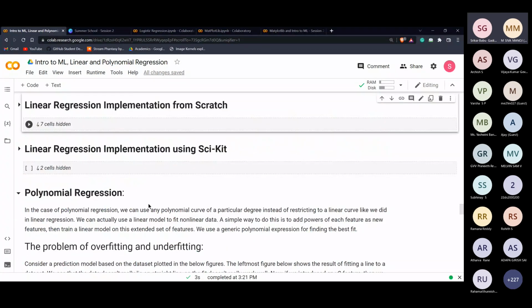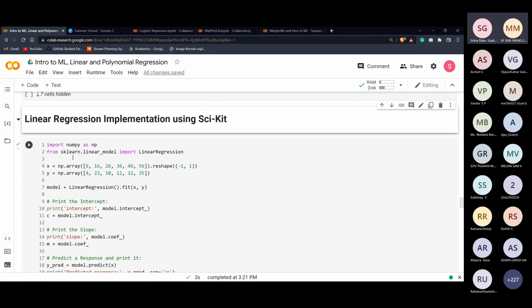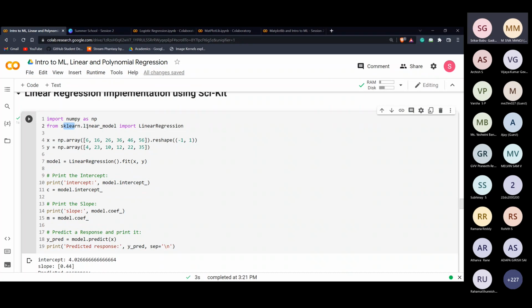Let's see how this is implemented using a library called scikit. This is very simple. I've written about 7 cells of code for the from-scratch version, but for scikit I've written only 1 cell. From sklearn there's a sublibrary called linear_model. From this linear model, I'm importing a function called LinearRegression. This is my data set. This is a different data set, completely random, very distant and disorganized. What we are trying to do is fit a linear regression curve using this LinearRegression function.